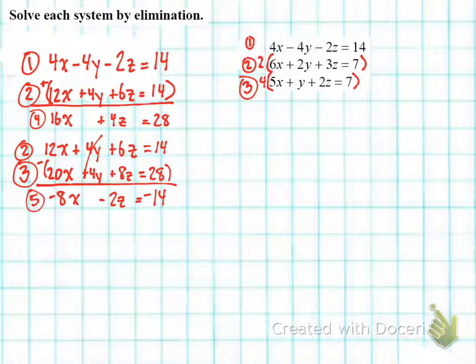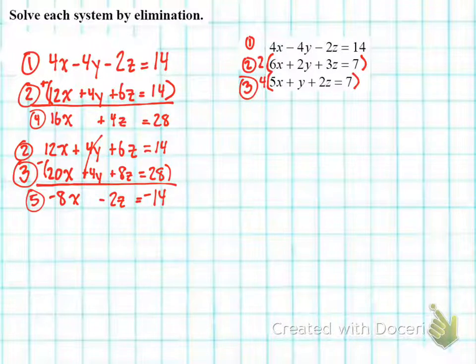Now look at 4 and 5. Which variable do you want to focus on between equation 4 and 5? X's or z's? Z's. Okay, z's. Are my z's the same right now? Yes or no? No. Okay, so what's my LCM for my z's? We're talking about z's. There's a 4 here, and there's a 2 here. Which one is my lowest common multiple? 4, right?